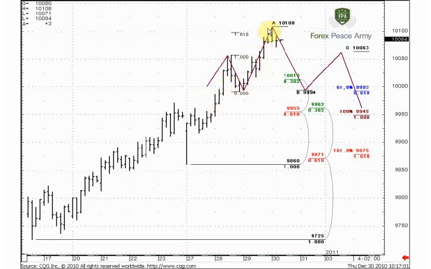Now, it's very possible that the market can show some retracement to the downside, and it could be the head and shoulders pattern on the 4-hour chart.